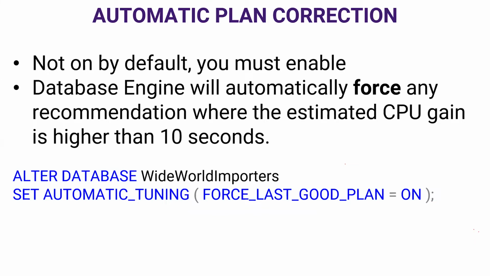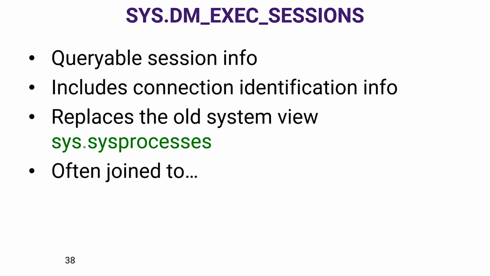Again, that's the statement to turn automatic plan correction on. It will automatically force any recommendation where the estimated CPU gain of total duration is higher than 10 seconds.